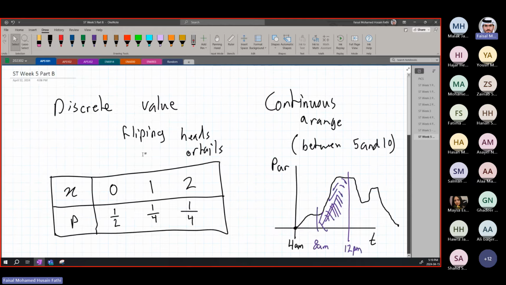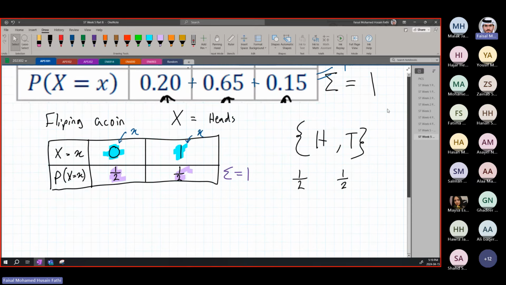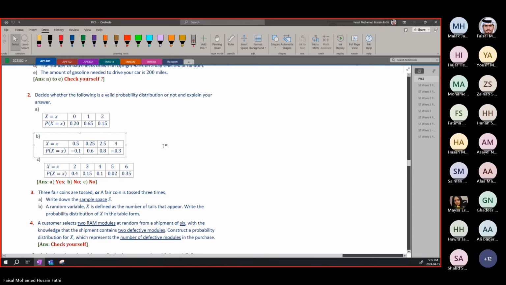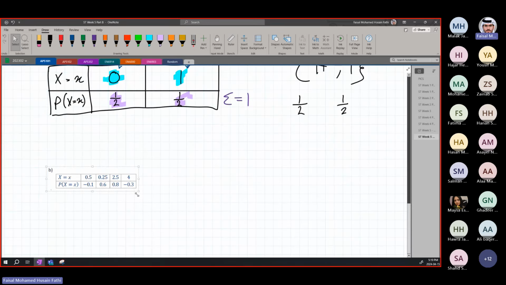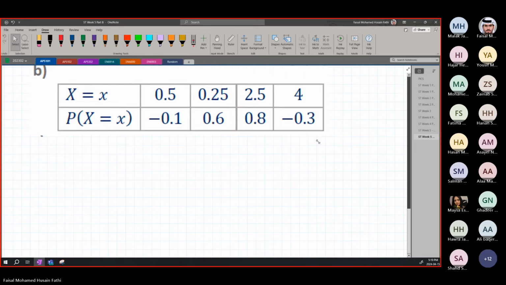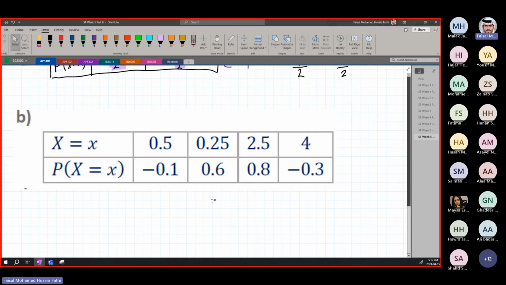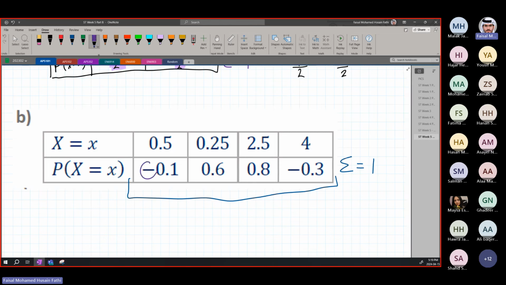Let's look at the same question, part B. For part B, you can instantly say this is an invalid probability. Why? Even if you add up all of these, yes, you will get 1. But we cannot have a negative probability.